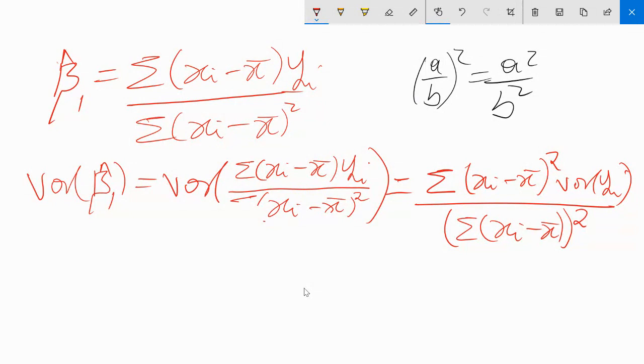So here we have this, which is equal to, now we know the variance of yi. The variance of yi is sigma squared, and sigma squared is constant, so we can take it out. We take it out and we have this. A student asks, aren't we squaring both the numerator and the denominator? I have squared here, sorry. If you look, this one is the summation of (xi minus x bar) squared, or all squared.